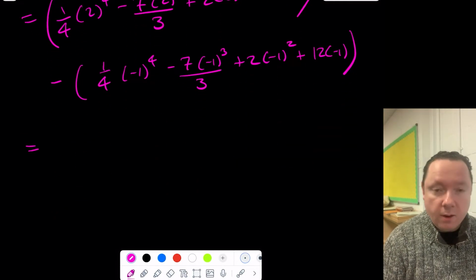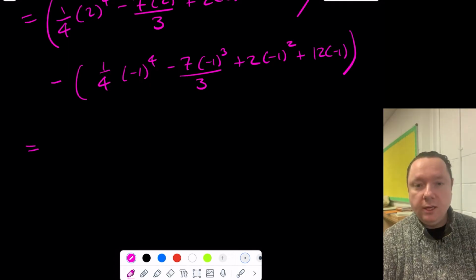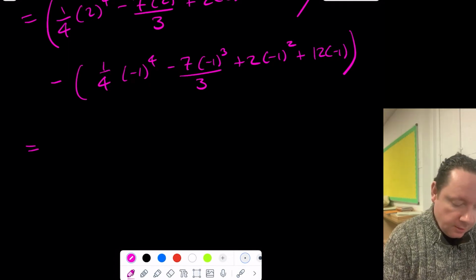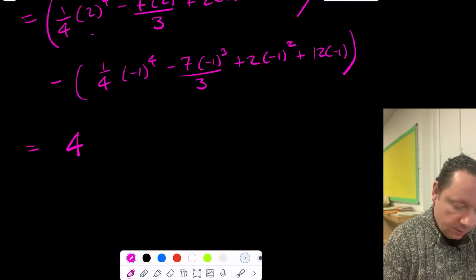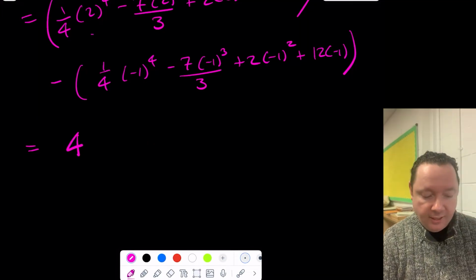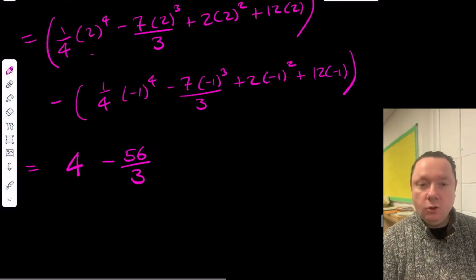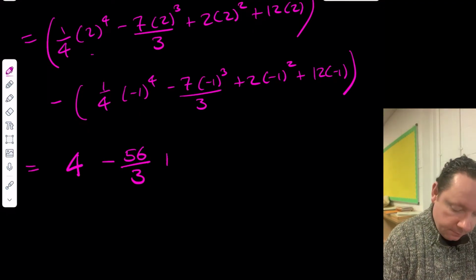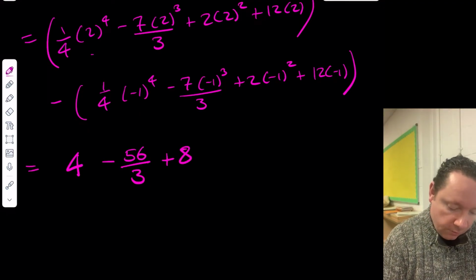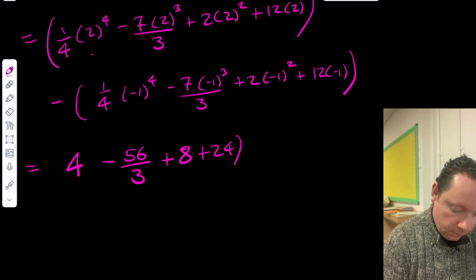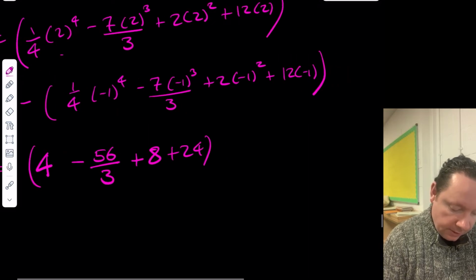So 2 to the power of 4, 2 2s is 4 times 2 is 8 times 2 is 16. 16 divided by 4 is 4. So 4 for our first term here. 2 cubed is 8. 8 sevens is 56. So minus 56 over 3. 2 squared is 4 times 2 is 8. And 12 2s is 24. And that's take away.